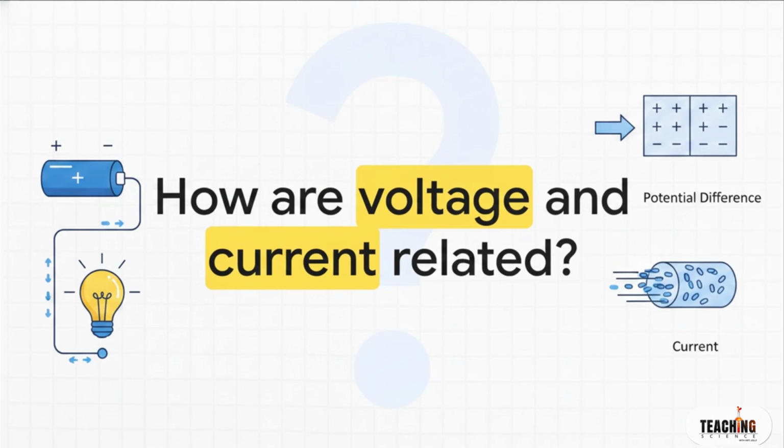I want you to think about this for a second. If you increase the electrical push, that potential difference from the battery, what do you think happens to the actual current flowing through the wire? Does it go up? Does it go down? Or does it just stay exactly the same?